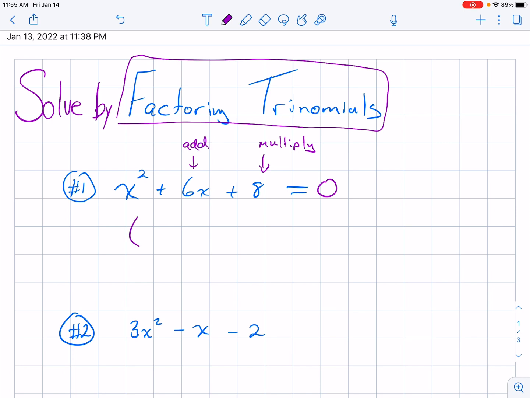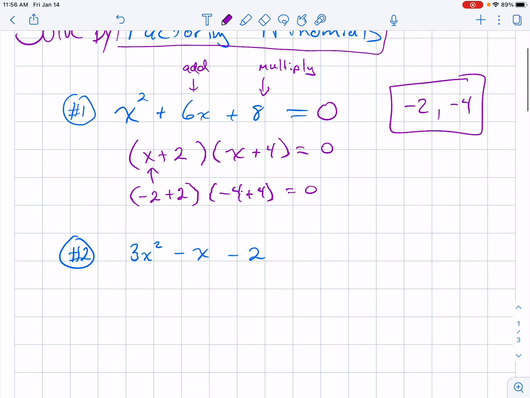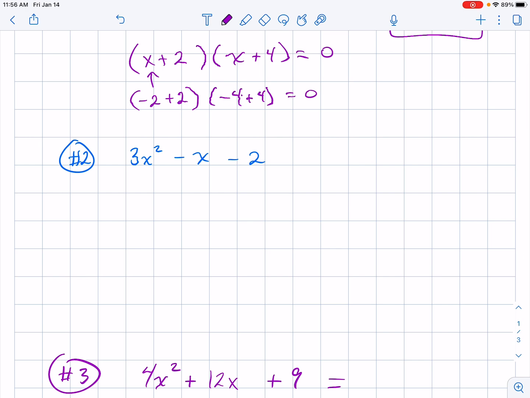Two things that will multiply to give me 8 and add up to 6 are 2 and 4. Then we ask ourselves what will make each of these factors equal 0. What value of x can I put in here that will make this equal 0? Well, negative 2 plus 2 will make 0, and negative 4 plus 4 will make 0. So our solutions are negative 2 and negative 4. If I wanted to write those as x-intercepts, we'd write (-2, 0) and (-4, 0).